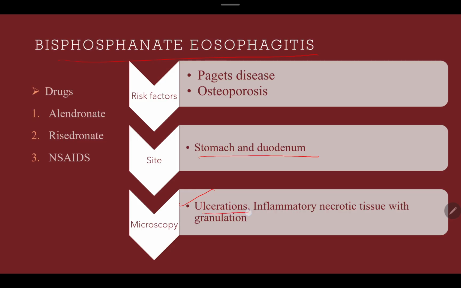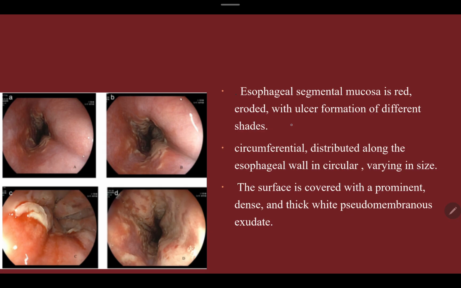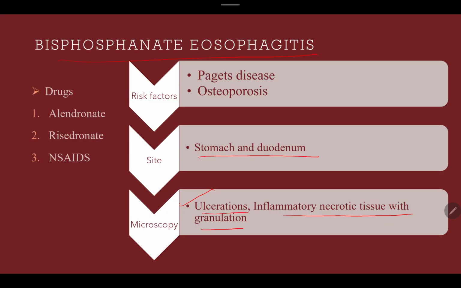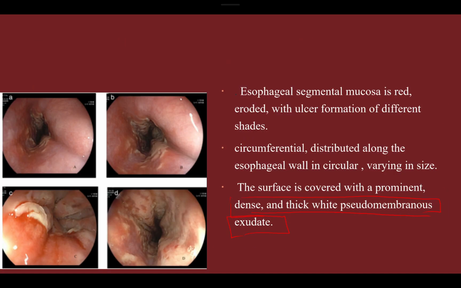Microscopically we will see ulcerations, inflammatory and necrotic tissue, and granulation tissue in bisphosphonate esophagitis. Here the esophageal mucosa is red with ulcer formation of different shades, circumferential or distributed along the esophageal wall, varying in size. The surface is covered with a prominent, dense and thick white pseudomembranous exudate. These are the findings we see in bisphosphonate esophagitis.